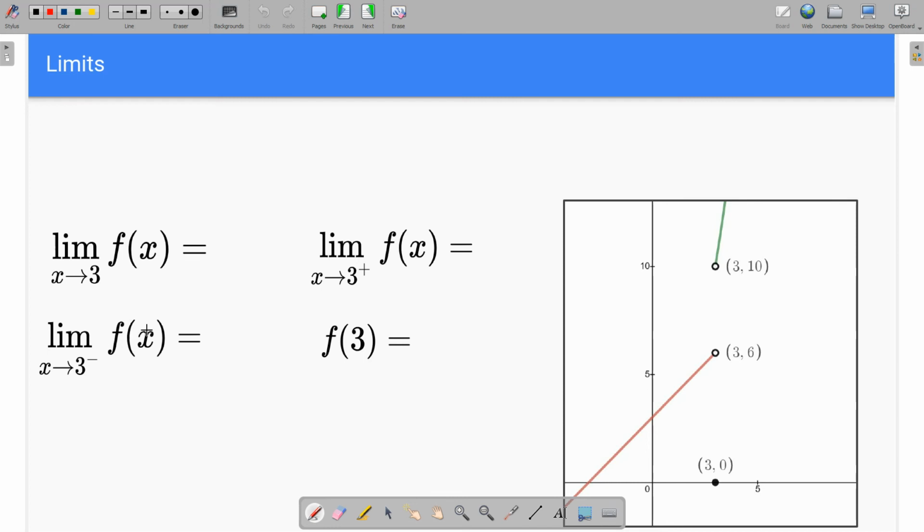So the limit of f of x as x approaches 3 from the left-hand side. I'm going to look at f of x as it approaches 3 from the left-hand side. I'm getting closer and closer. You can see here I'm going to approach 6. So this evaluates to 6.